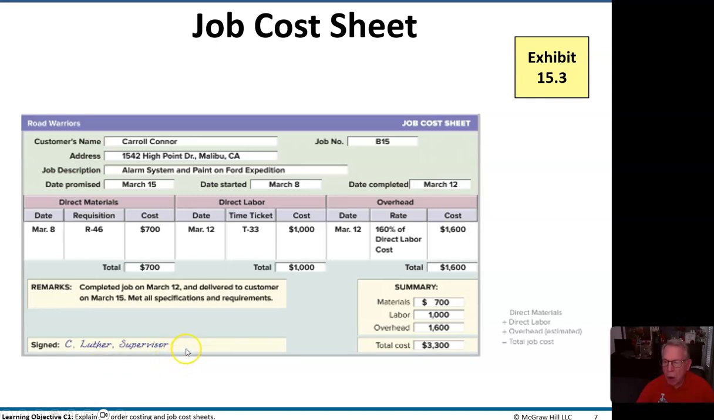And this is signed off by C. Luther, the supervisor. And he makes some remarks here that they completed this job on March 12th and delivered it to the customer on March 15th, meeting all specifications and requirements. Okay.